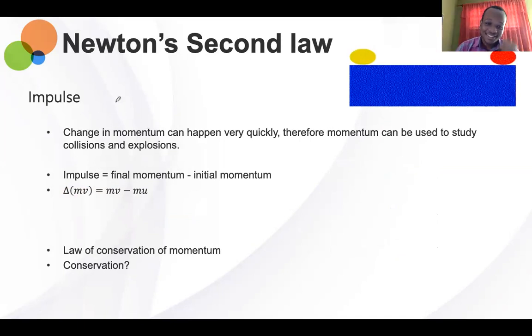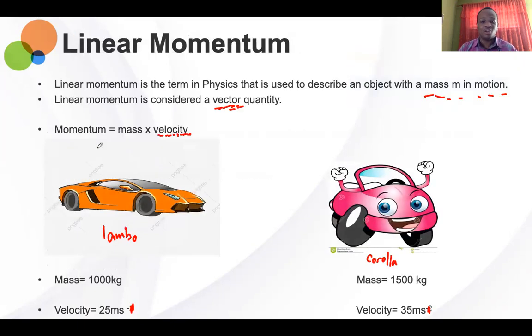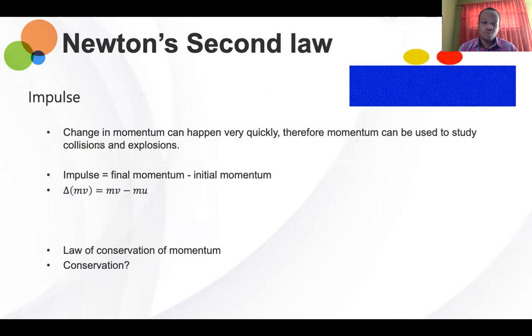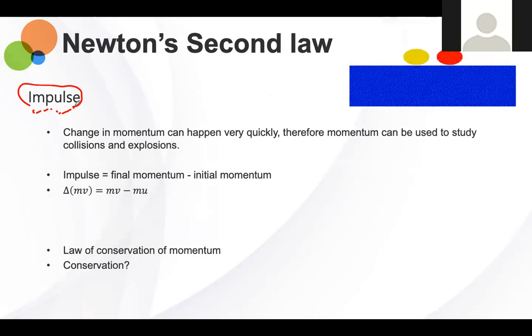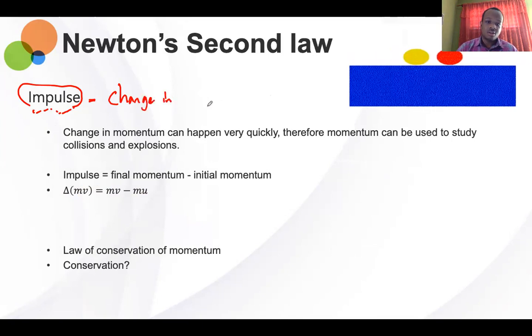So moving on to the other aspect of Newton's second law. We spoke about momentum for a short while, and we just want to understand it first before we move over to applying Newton's second law, because we're going to apply it now. Impulse. Now, impulse is change in momentum. So impulse equals change in momentum.